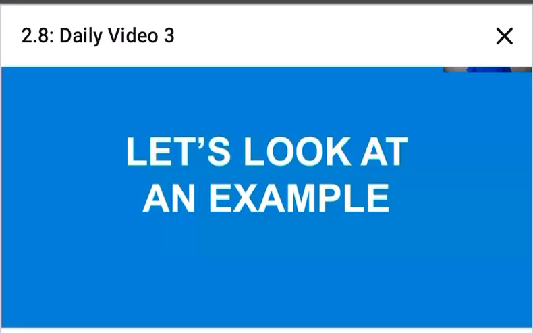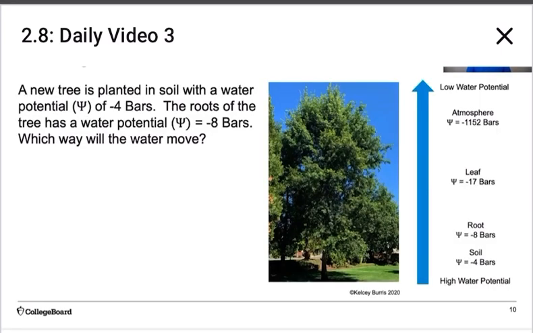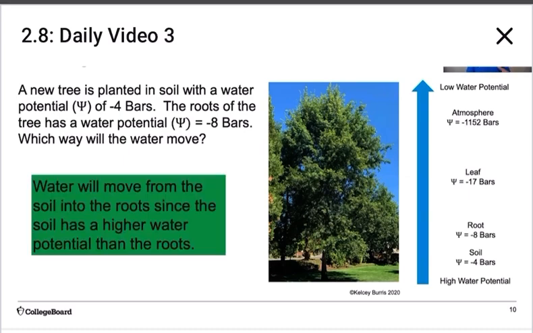So let's look at an example. A new tree is planted in a soil with a water potential of -4 bars. The roots of the tree have a water potential of -8 bars. Which way will the water move? Well, water will move from the soil into the roots since the soil has a higher water potential than the roots.